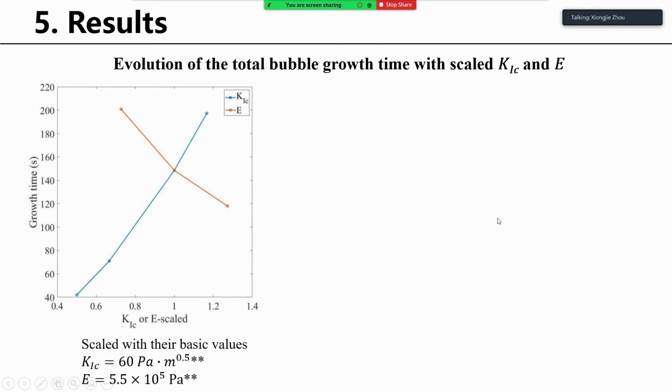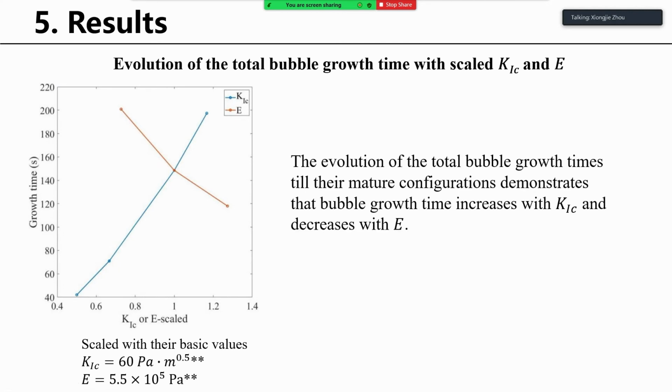The evolution of total bubble growth time till their mature configuration demonstrates that bubble growth time increases with K1C, as we can see in this line, and decreases with E, the yellow line. It means bubbles take more time to mature in sediments with higher K1C and lower E.